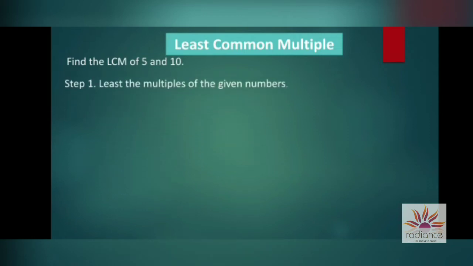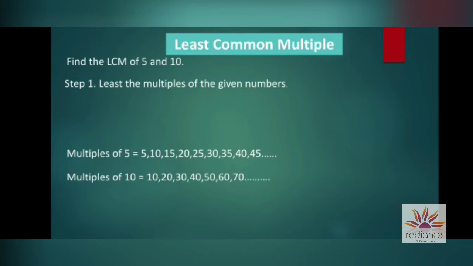Step 1. List the multiples of the given numbers. The given numbers are 5 and 10. So, the multiples of 5 are 5, 10, 15, 20, 25, 30, 35, 40, 45 and so on. Then, likewise, the number 10. The multiples of 10 are 10, 20, 30, 40, 50, 60, 70 and so on. So what are these? These are the multiples of 5 and 10.